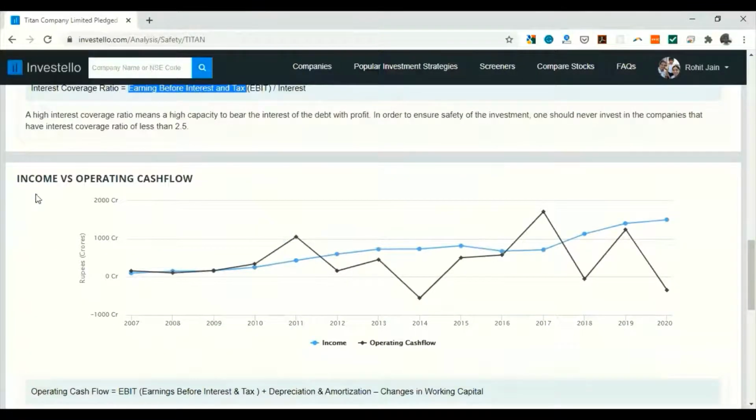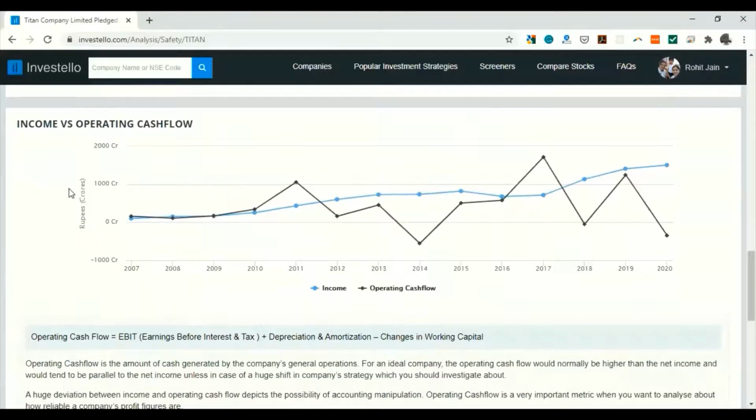Income versus operating cash flow. Now, this is my favorite graph. Usually what happens is that when the company books a profit, it can include the receivables as well. So a lot of companies can sometimes do some accounting manipulation and show higher earnings, or they are maybe counting receivables which may not actually be realized by them in future.